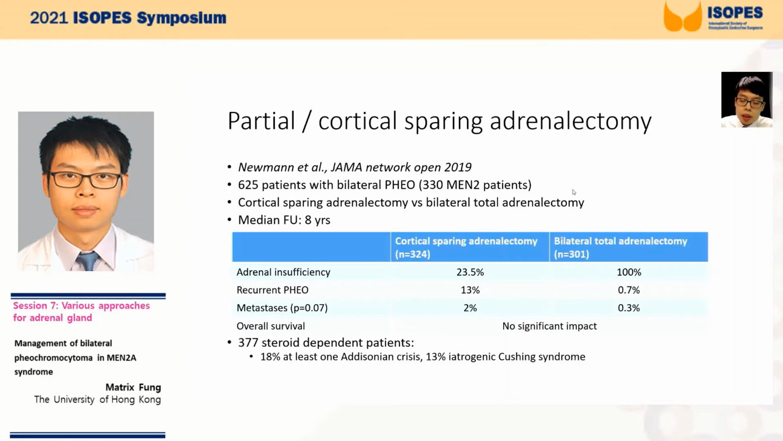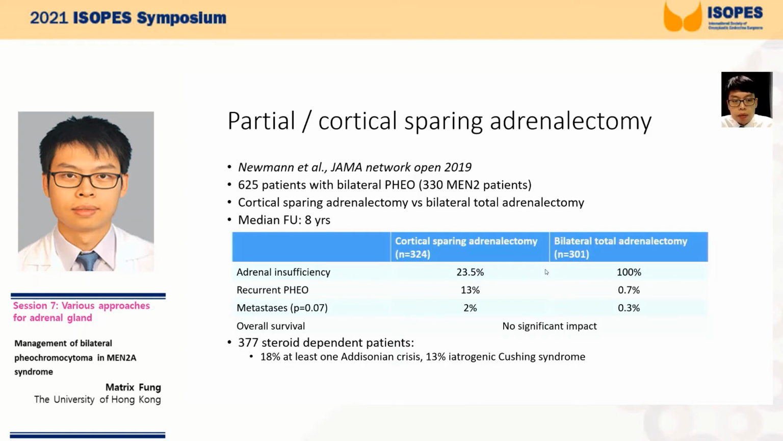What about more recent evidence? In this study published in 2019, 625 patients with bilateral pheochromocytoma were included. More than half of the cohort were MEN2A patients, and this study compared the outcomes of cortical-sparing adrenalectomy versus bilateral total adrenalectomy. The median follow-up time was 8 years. From this table, you can see that for cortical-sparing adrenalectomy, the rate of adrenal insufficiency is quite low. More than 70% of the patients are steroid-free.